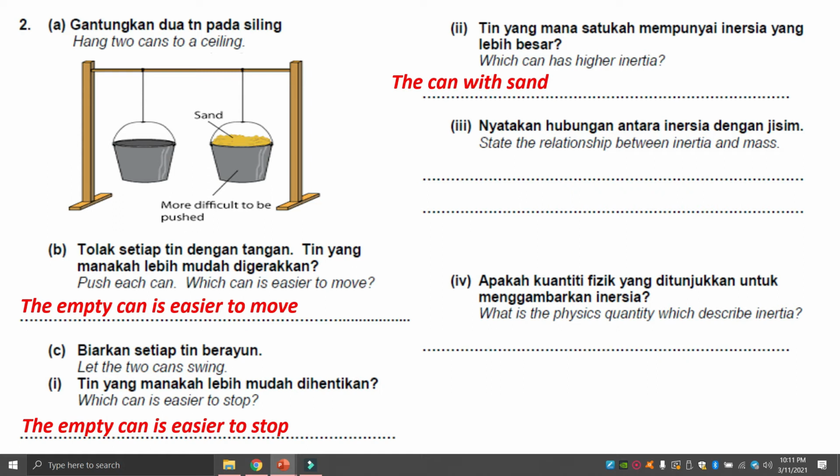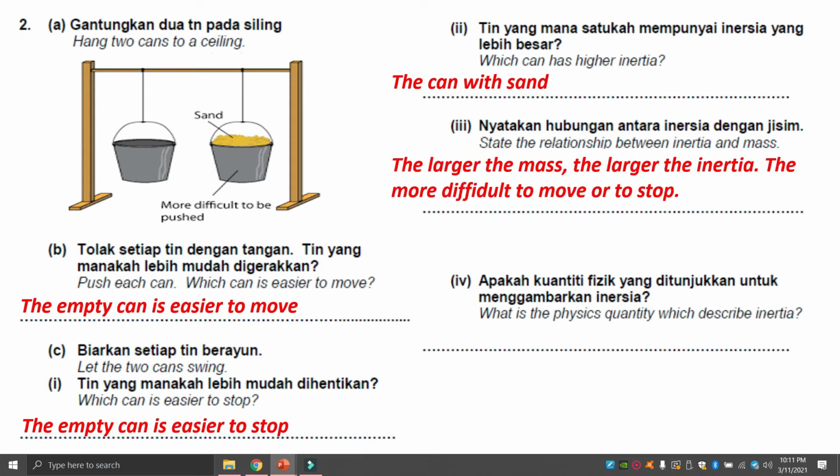Which can has a higher inertia? The can with sand. So now you have to state the relationship between inertia and mass. The larger the mass, the larger the inertia, and the more difficult to move or to stop. So the can that has sand inside it is difficult to move and also difficult to stop because of the large inertia. What is the physical quantity which describes inertia? This one is mass.